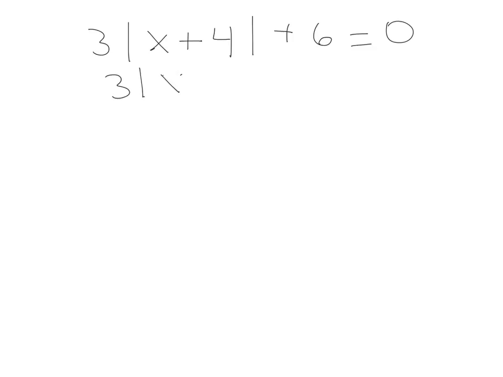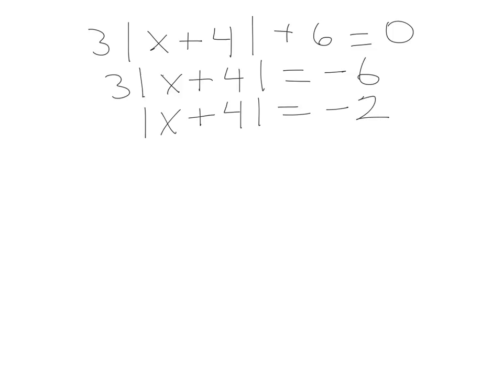Let's take a second example, 3 absolute value of x plus 4 plus 6 equals 0. So again, we want to get the absolute value alone on one side before we do anything else. So we're going to subtract 6. Then we're going to divide by 3. And then we're going to split it into two equations.